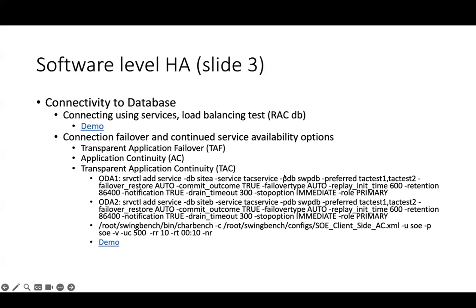Transparent application continuity practically means that you set up your environment with transparent application continuity. The application connects to a database instance in a RAC environment, or RAC plus DR, or a single instance database plus a single instance DR. I mean, all kinds of combinations.